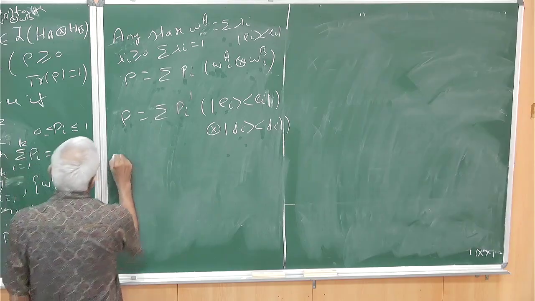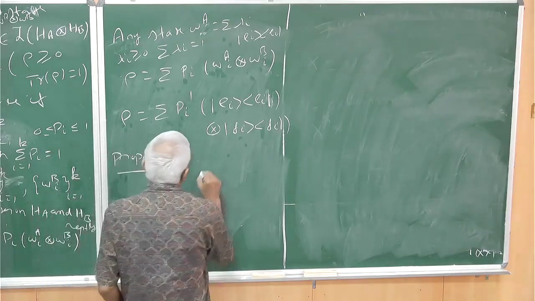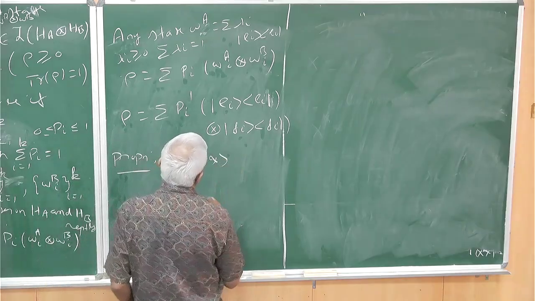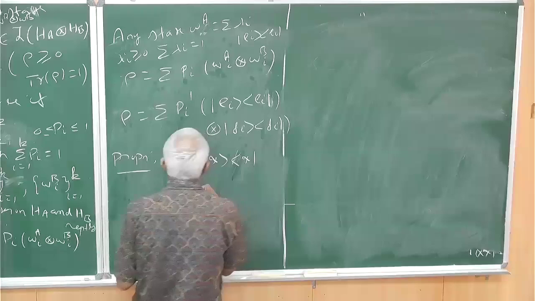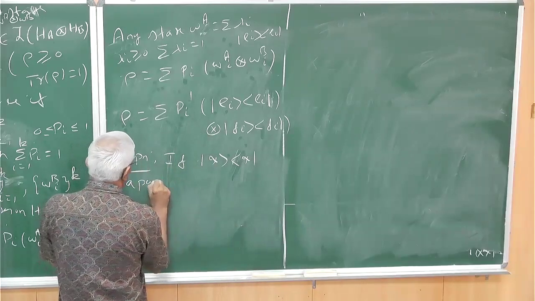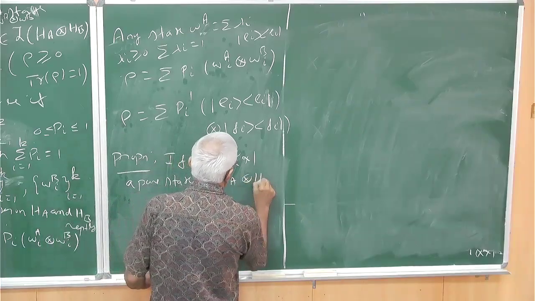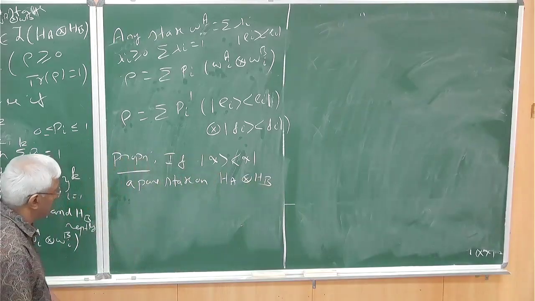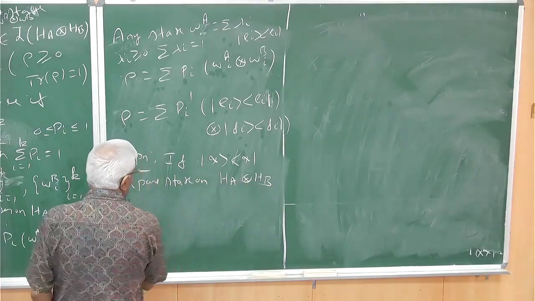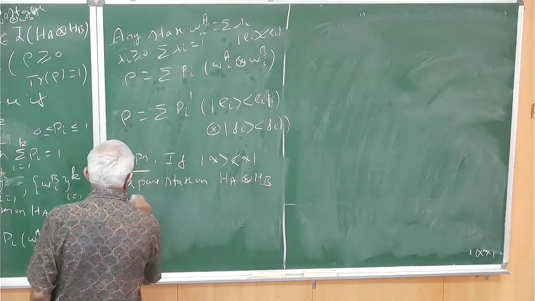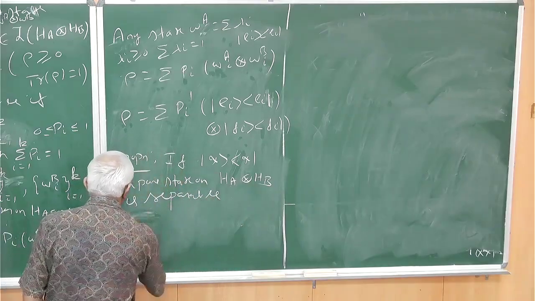Now, proposition. If you have a pure state on H_A tensor H_B, which will look like that, of course, for some chi in this vector space, if a pure state is separable, then it is a product state, if and only if it is a product state.